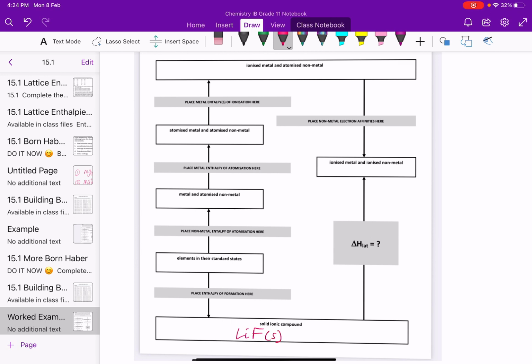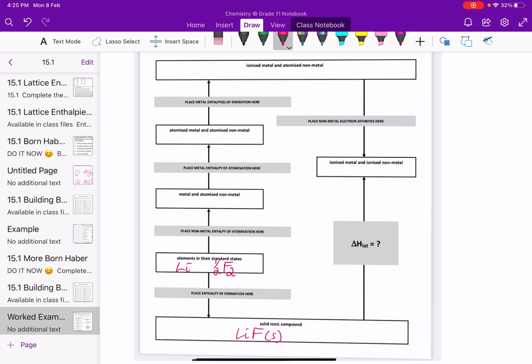The elements in their standard states, so that must have been lithium is how it began, and fluorine is how it began. But fluorine doesn't exist in its standard state as an F, it exists as an F2. So F2. Because there's only one fluorine present in lithium fluoride, that means I only need to start with one fluorine. So I have to have a half of a fluorine. So I put a half there. Half of F2 means I have one fluorine atom.